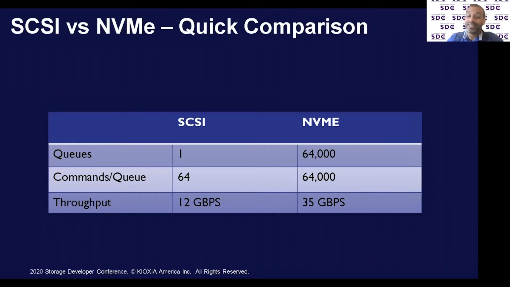Next, each queue in SCSI was capable of carrying 64 commands at a time, but NVMe can do 64,000 commands. That's a difference. So altogether, we used to get around 12 Gbps of throughput in SCSI, but in NVMe, it's 35 Gbps. And I think with the introduction of PCI Gen 4 NVMe, that's still going to go up.